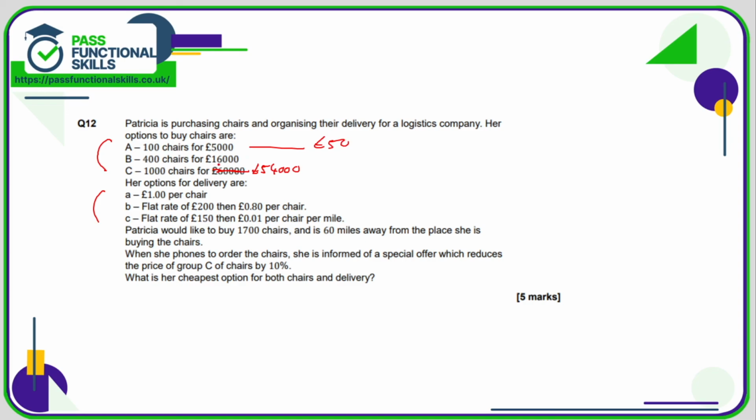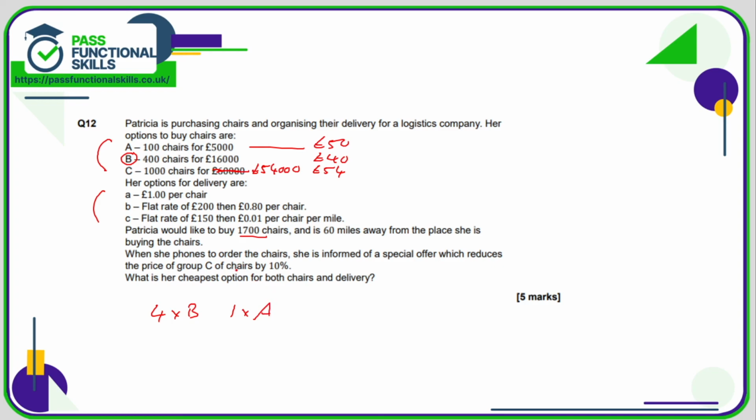B is 400 chairs cost 16,000, so that works out as £40 per chair, which is 16,000 divided by 400, and 54,000 divided by 1,000, that is £54 per chair. So we can clearly see that B is the best option for chair purchase. So if she wants to buy 1,700 chairs, how many 400s go into 1,700? Well, it goes 4 times, so she's going to buy 4 times B. 4 times B takes her up to 1600, so therefore she'll need to buy 1 times A to make the 1700.